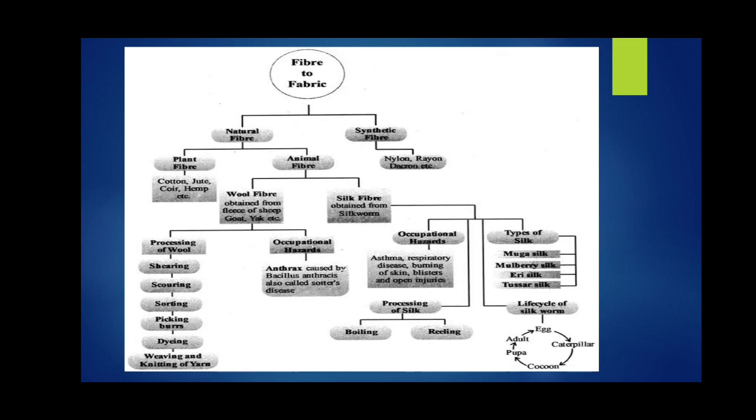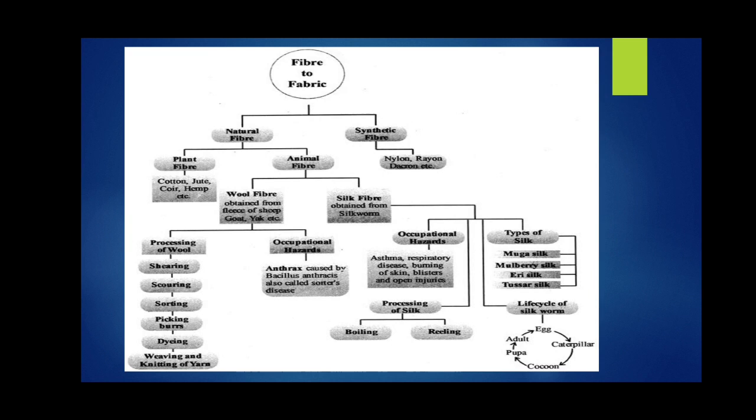While doing all this work, there is a chance of occupational hazard, anthrax caused by Bacillus anthracis, also called sorter disease. The silk fiber is obtained from silkworms. There are various types of silk like muga silk, mulberry silk, eri silk, tussar, oak tussar. Like this, there is a variety of types. And we have seen the life cycle of silkworm. From the egg, the caterpillar comes out, the caterpillar turns into a cocoon. After building the cocoon, it turns into a pupa. From the pupa only the adult silk moth will come out.